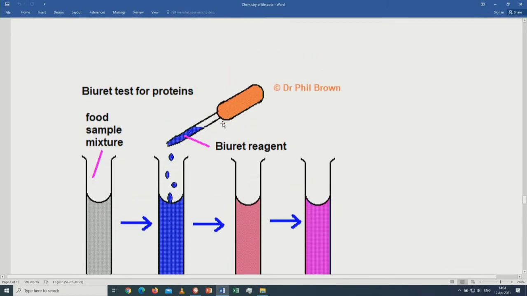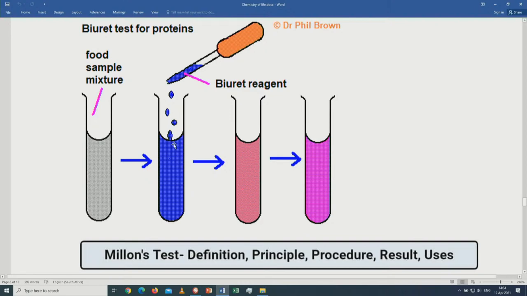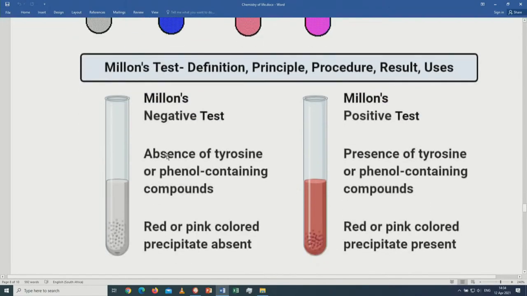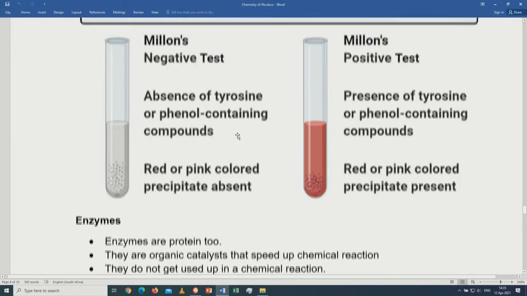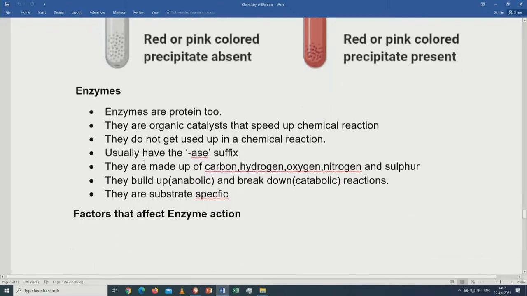When we test if a sample contains a protein, we use a biuret solution. Biuret solution is prepared using copper sulfate and sodium hydroxide. In color, it is blue. If a food sample contains a protein, just like the white part of an egg, for example, the blue color will turn to a violet color. If we don't make use of the biuret, we can make use of Millon's reagent. It is colorless. In the presence of a foodstuff that has a protein, it turns to a red or a pink color. Remember we said enzymes are proteins.